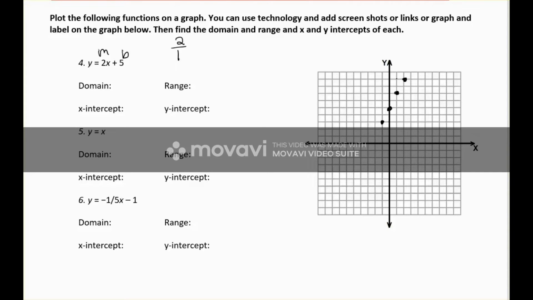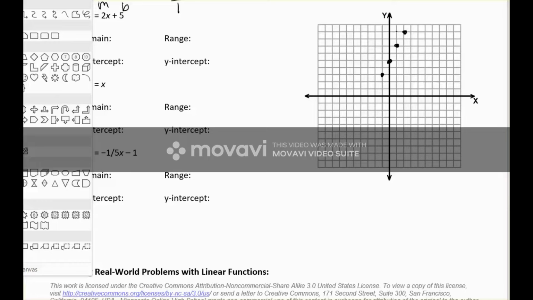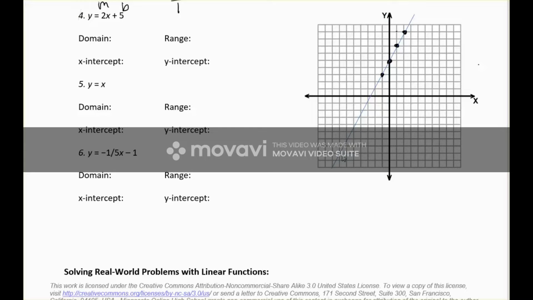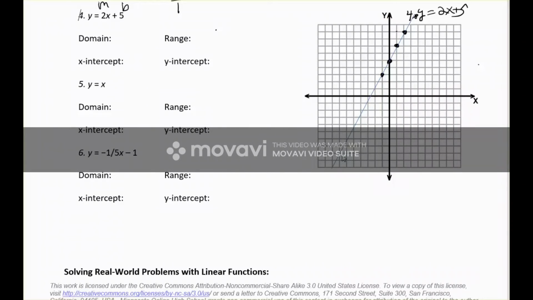Once you have as many points as you think you need, you really only need 2 or 3. I'm just going to insert a line here instead of trying to draw it freehand. Then you would take the line tool, and mine's a little bit off. Try to insert shapes and then pick the line tool, and then you can draw through your points. And then I said you should label this, so you could just write that this is number 4, or you could write the equation of the line if you prefer, 2x plus 5. Or you can put a text box and put number 4. Or you could use different colors and then say over here what color they are.